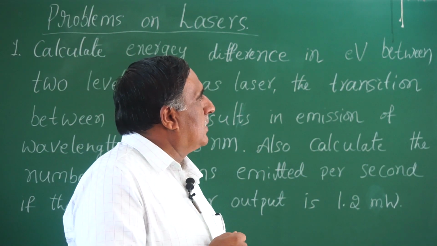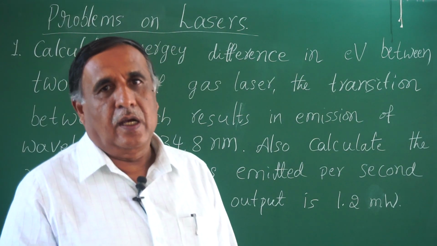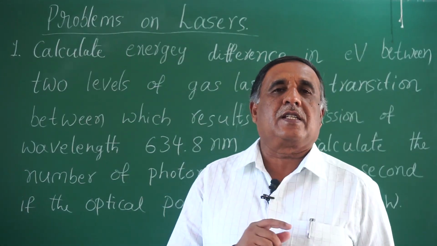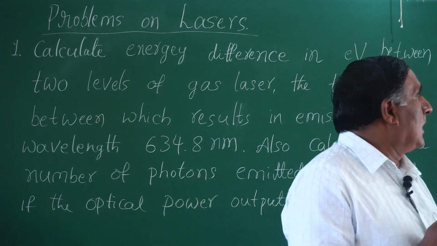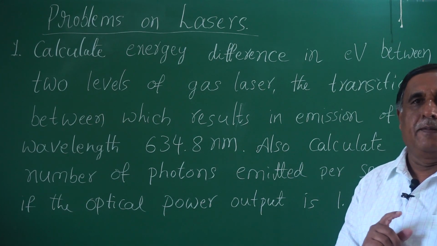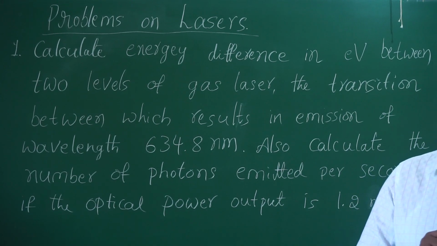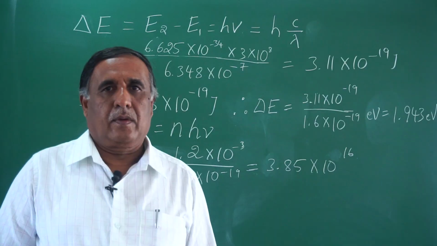So usually the values of h and c are given, they are constants. The value of h, you know, is 6.625 into 10 raised to minus 34 joule second. c is 3 into 10 raised to 8 meter per second, that is the velocity of light. Those constants are usually given.